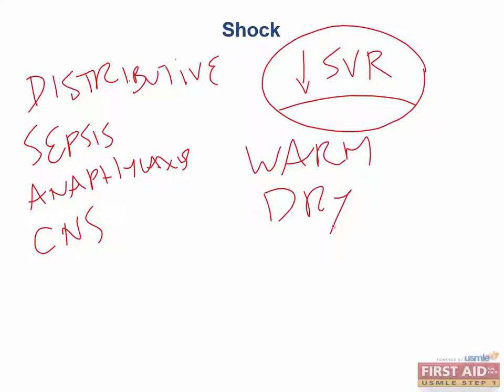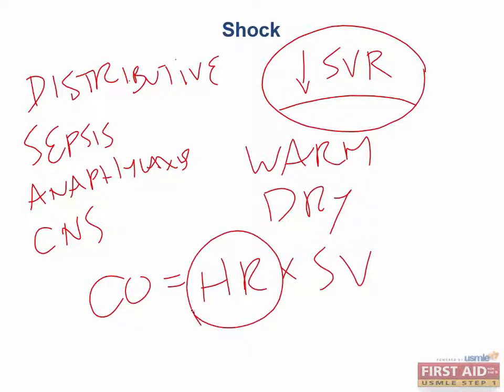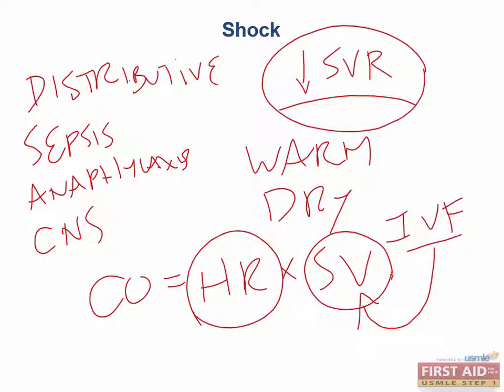The body will compensate for the low vascular resistance by increasing one of the variables responsible for cardiac output, and that is what? Heart rate. Now, how do we treat distributive shock? Well, we give IV fluids to increase the other variable that determines cardiac output, and that's stroke volume. We can also counteract the vasodilatation directly by giving a very strong vasoconstrictive agent. The classic pressor is norepinephrine.